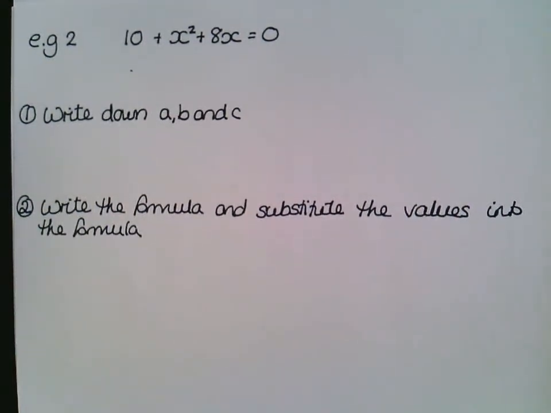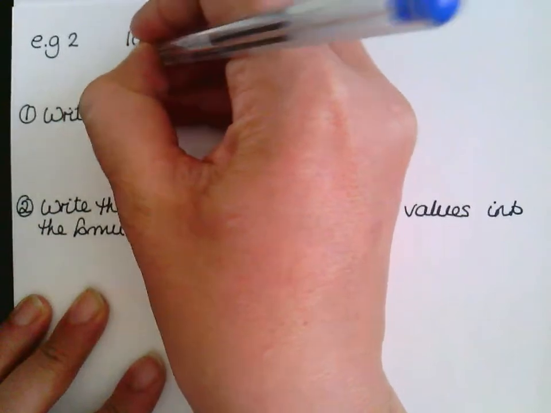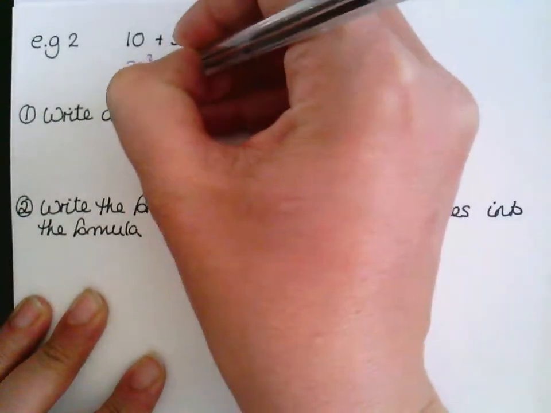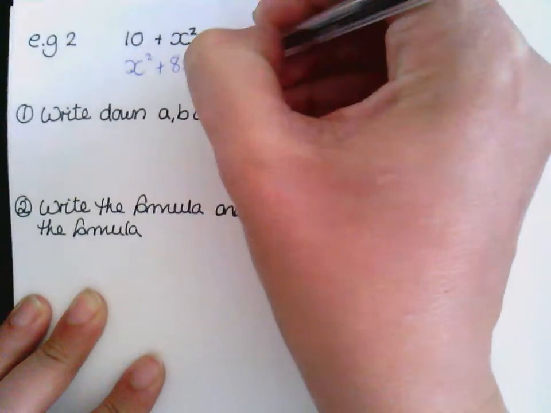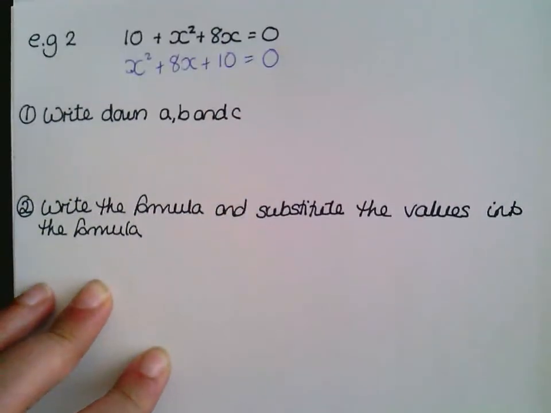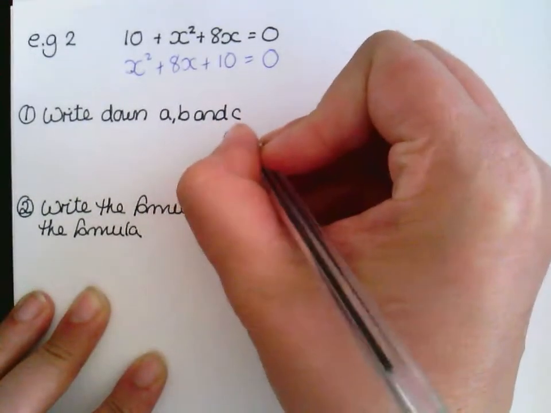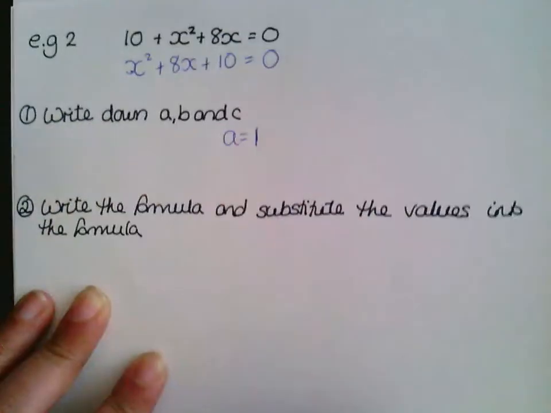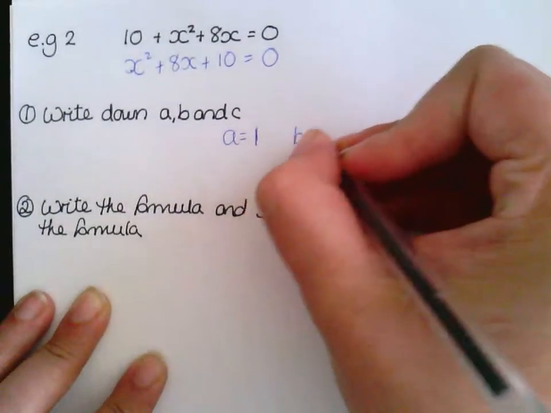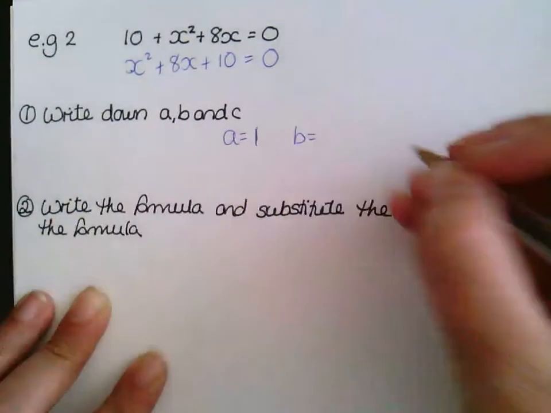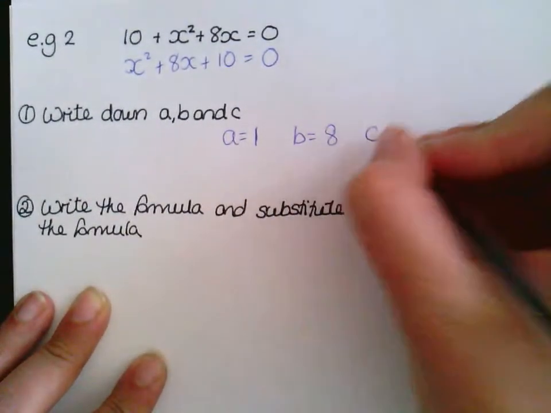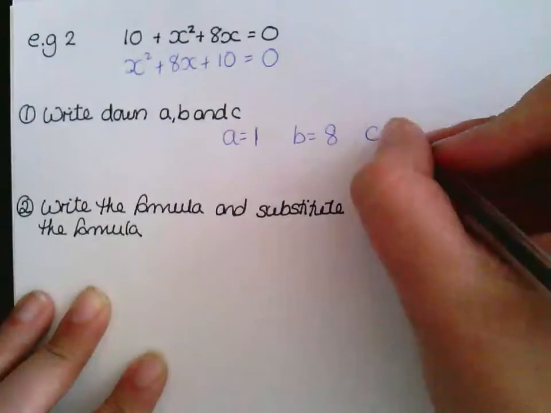Some people will see this and say, well, A is 10, B is 1, and C is 8. Not correct. It's important that you know A is the number in front of x squared. Now, if you wanted to, you can rewrite this into the order that we are used to. You don't have to, and with practice, you won't need to. So, A is the number in front of x squared, which is 1. B is 8, and let's check. Yes, it is a positive 8. And C, yes, it is a positive 10.